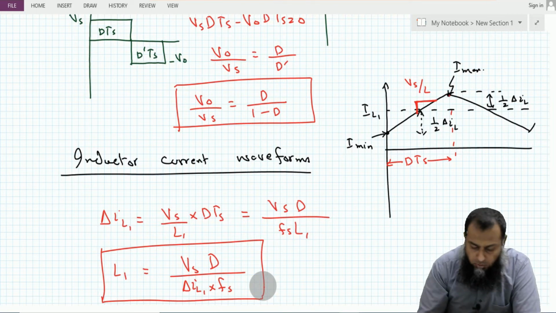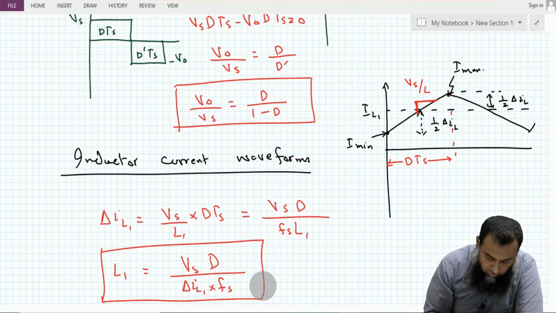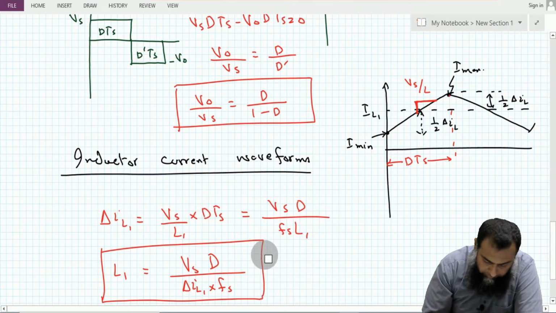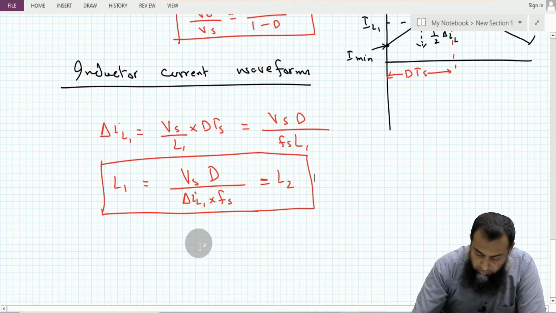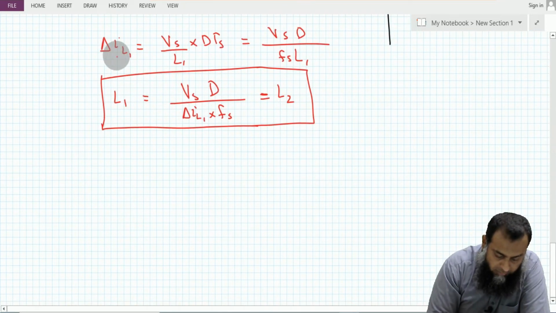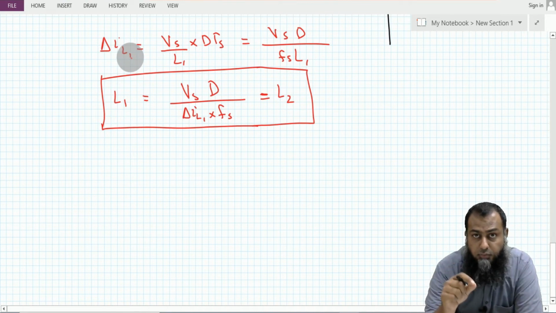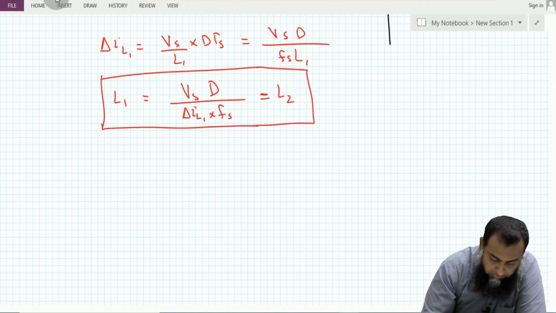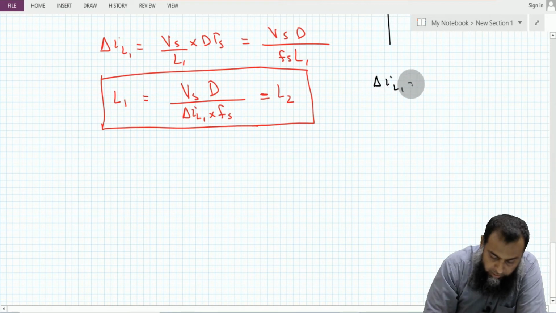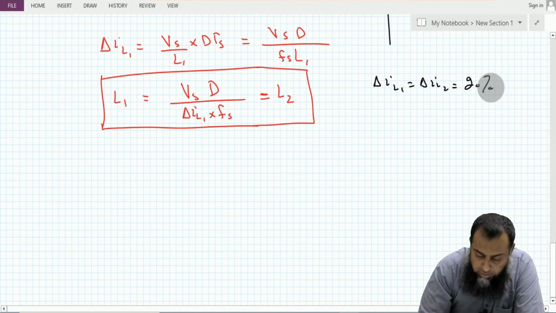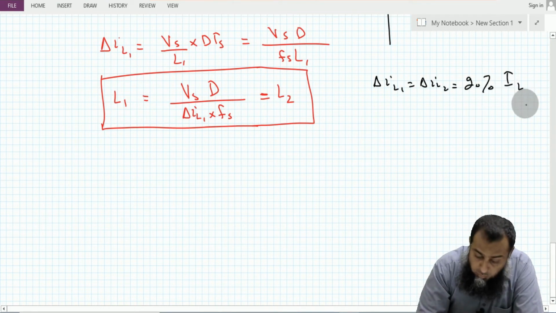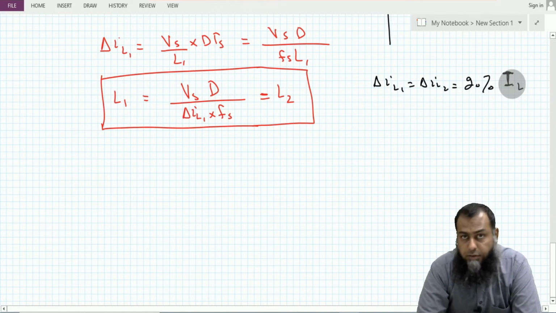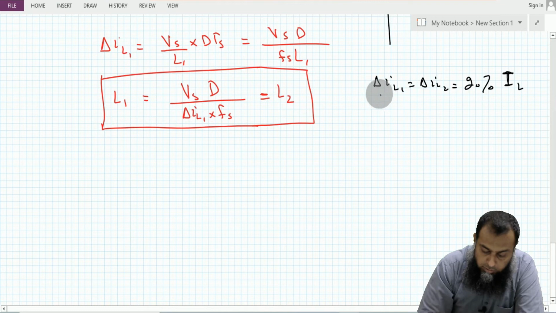Because the slope for this IL2 is also the same, this holds true for the inductance L2 as well. Now one thing is for sure, that this delta IL is always expressed as a percentage ripple of the average inductor current flowing through the inductance L1 or L2. This means that even if I specify that for a given converter delta IL1 is equal to delta IL2, let us say 20%, this is 20% of the average current IL. So we should know the value of this IL, because if we do not know the average value of this IL, we are not able to calculate this particular component.